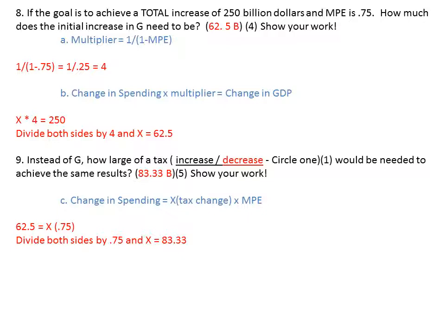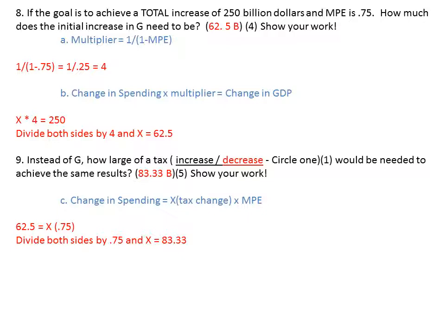Now, instead of government spending, how large of a tax decrease, and we want to circle decrease here because you need to decrease taxes in order to incent greater consumption, would be needed to achieve the same results? We see the answer there, but the way we get to this answer is our last formula, which is the change in spending, which was government spending, but here we're trying to incent a change in consumer spending, and then we set that equal to the tax change, in this case the tax reduction, which we don't know, and our MPE is 0.75, we do know that.